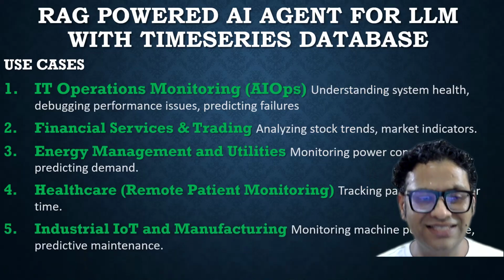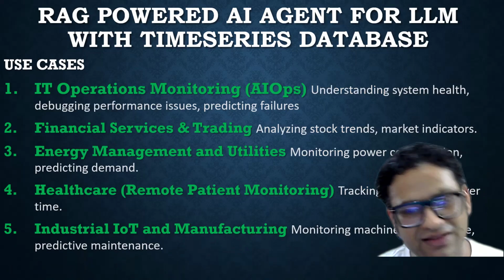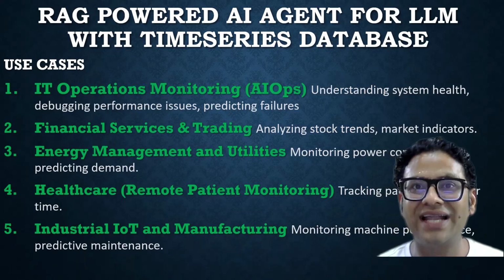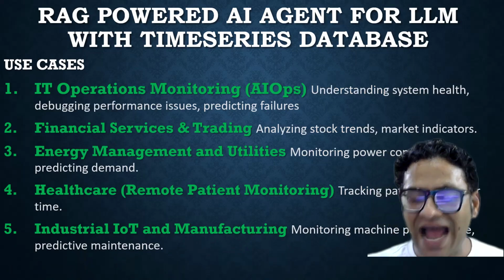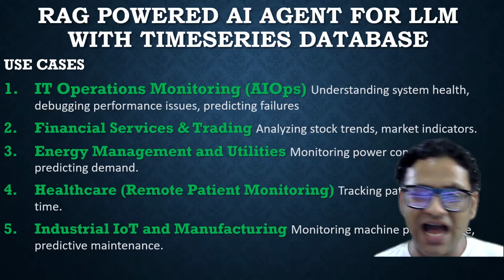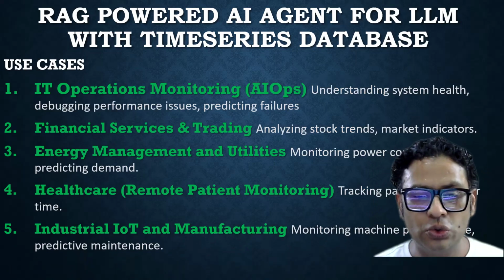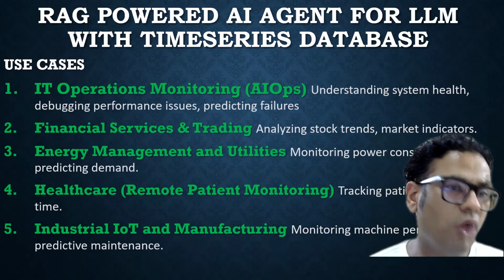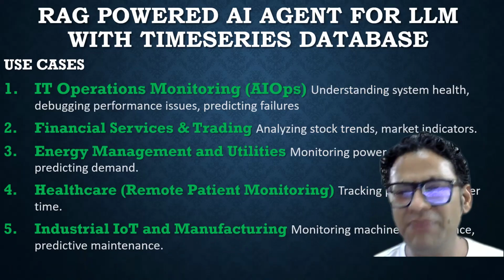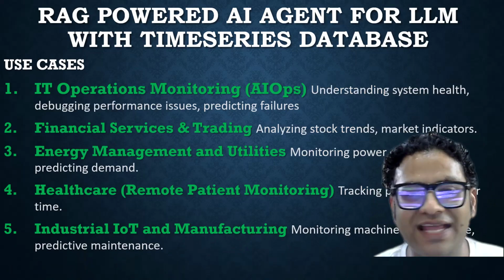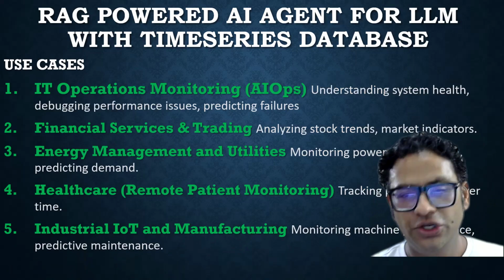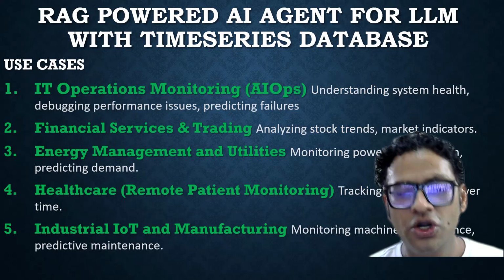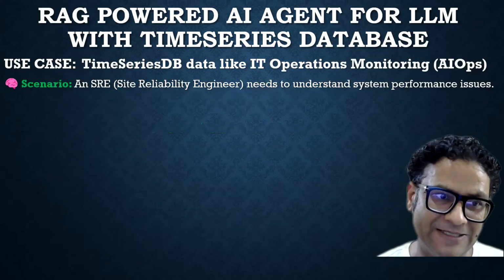The last but not the least is industrial IoT, which is Internet of Things, and manufacturing, right? So wherever we have data points being stored at every moment, that is where we can add our AI intelligence to make more intelligent and informed decisions. So these are the 5 major use cases, but wherever you have a time series database, you can always utilize the power of a RAG-powered AI application with a large language model to make your application more intelligent.